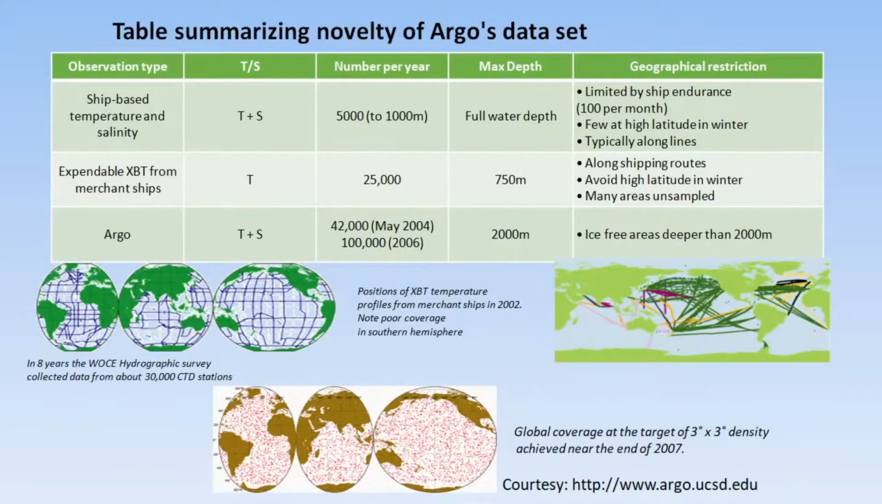So just to summarize the novelty of the Argo program, this table shows the availability of data based on ships of opportunity, and then XBTs, and then the Argo program. So if you see the ships of opportunity, the top column, in 8 years the World Ocean Circulation Experiment collected data, and it took almost 8 years, and the depth up to which the data was collected is something like 1,000 meters. And the XBT from the routine shipping lines, we generally get around 25,000 per year, but only up to 50 meters.